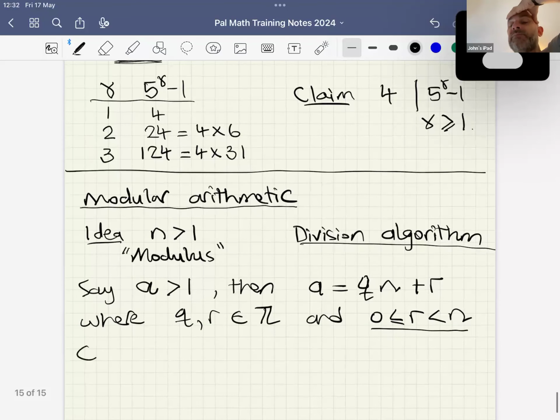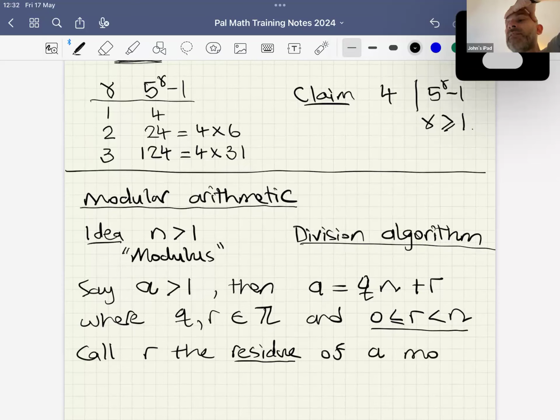So we call it the residue, it's what's left over, the residue of a mod n, where mod stands for modulo n. This is a phrase that you use.